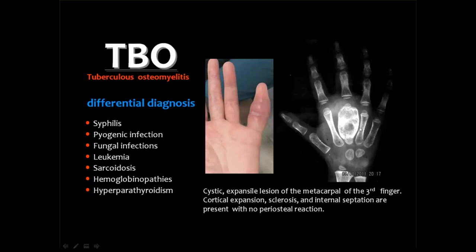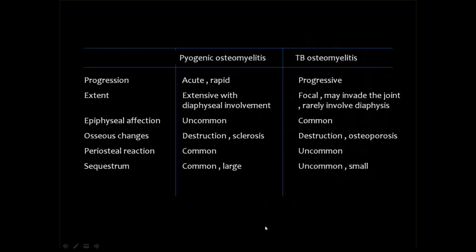Of course, this can be easily differentiated from enchondromas, for example, by the clinical picture of the patient, and also by the appearance of the lesion, which is not a pure osteolytic lesion as you can see in enchondroma, and there is no matrix calcification as seen in enchondroma. The differential diagnosis of TB dactylitis includes syphilis, pyogenic infection, fungal infection, leukemia, sarcoid, hemoglobinopathies, and hyperparathyroidism, that's the brown tumor.